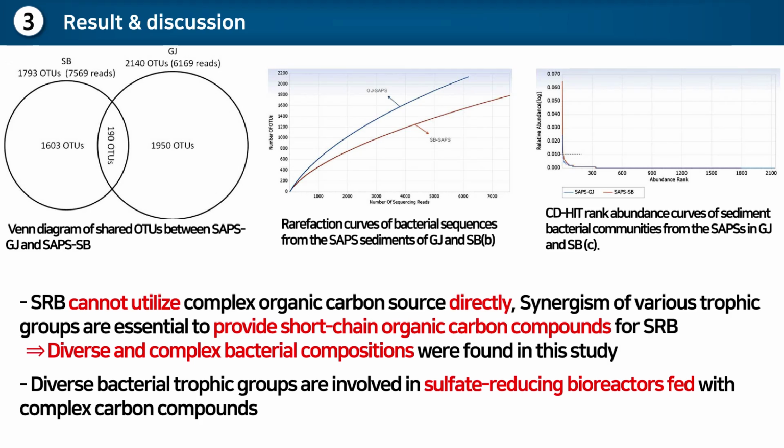Because SRB cannot utilize complex organic carbon sources directly, synergism of various trophic groups such as acidogens, methanogens, and sulfate reducers is essential to provide short-chain organic carbon compounds for SRB. And diverse bacterial trophic groups are known to be involved in sulfate-reducing bioreactors fed with complex carbon compounds.